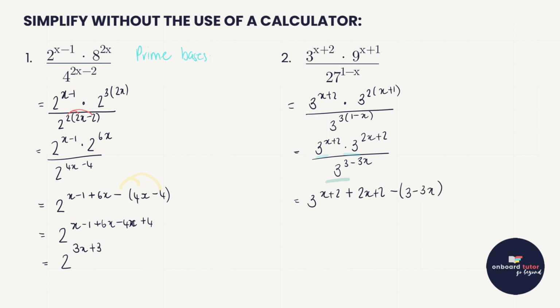Always use brackets there. Okay, that's then going to be 3 to the x plus 2 plus 2x plus 2 minus 3 plus 3x. And then if I collect my like terms, I'm going to have 3 to the power of x plus 2x is 3x, plus another 3x is going to be 6x. And then 2 plus 2 is 4, 4 minus 3 is 1. So we're going to end up with 6x plus 1.